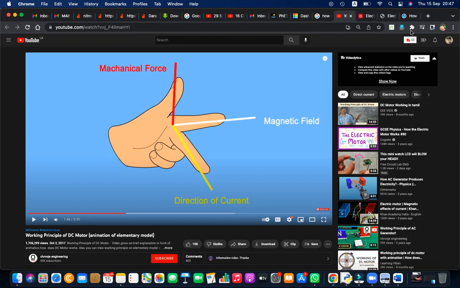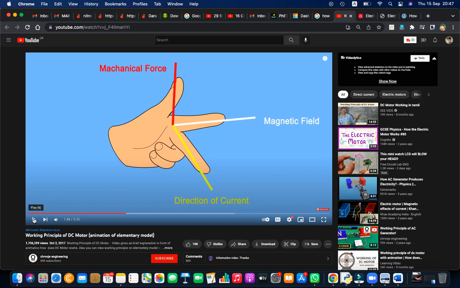matter, but just remember, right? Just remember this law is very important because we can find to which direction this will move. The middle finger shows the direction of the current, the index finger shows the magnetic field, and the magnetic force is shown by the first finger. Right? So this is what is happening.